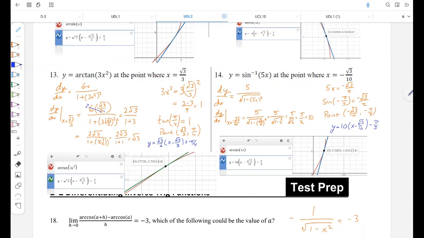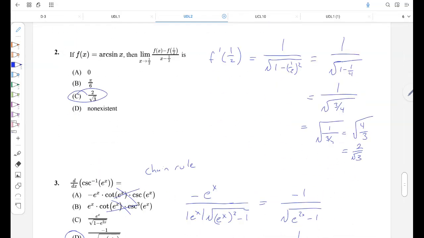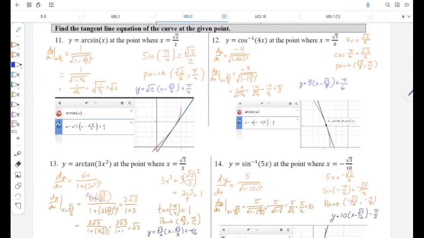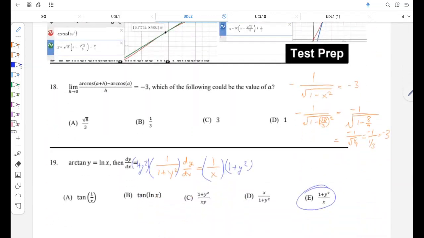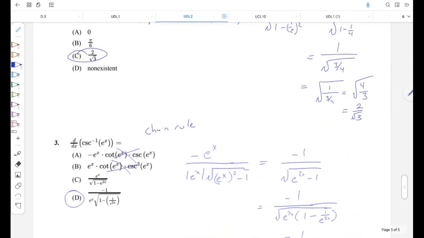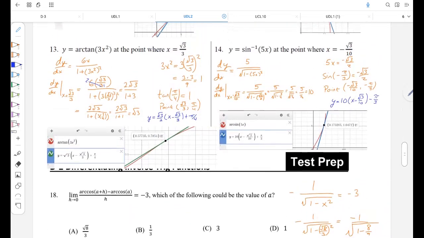I believe I may have cut back on some of the problems, so you may have fewer problems here, but all of the problems that you do have to do are somewhere on here. As you get to the end, I believe 18 and 19 are different. I think 19 is one of these three problems because I cut some out that just didn't make sense. Okay, all right, so there we go.